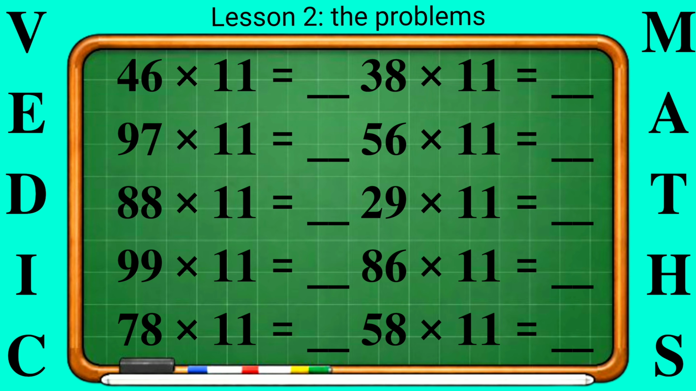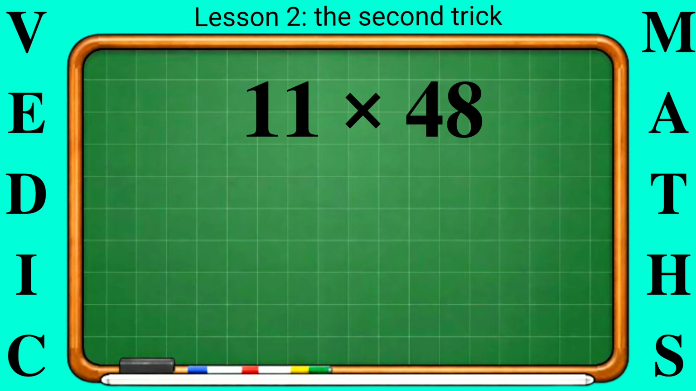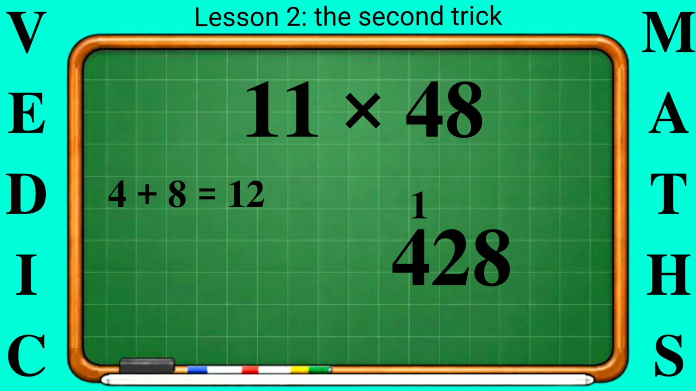You can try those examples later on. Now, let's do another problem. Let's do 11 times 48. Now, we know 4 plus 8 is equal to 12. But 12 is again two digits. So we put only 2 in the middle and use our carry to add 1 to the first digit. So the answer is 528.